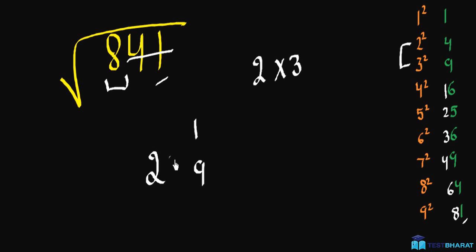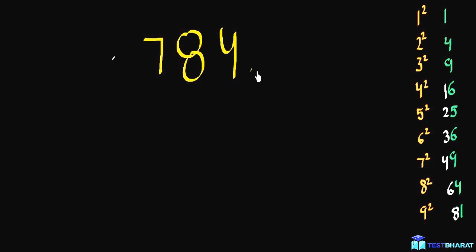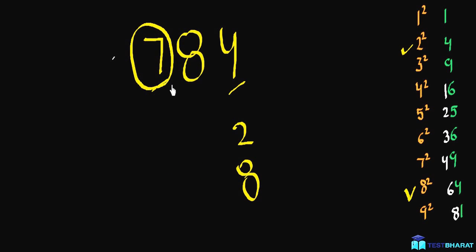Now similarly we can do one more example of square root. Let's say I have to find the square root of 784. Here I can look at the last digit. The last digit here is 4 and the 4 is here and here. So my last digit will be either 2 or 8. And at the tens place, I need to look at this number. This is 7 and 7 is also between 2 and 3. So I'll take the number which is lower, which is 2.